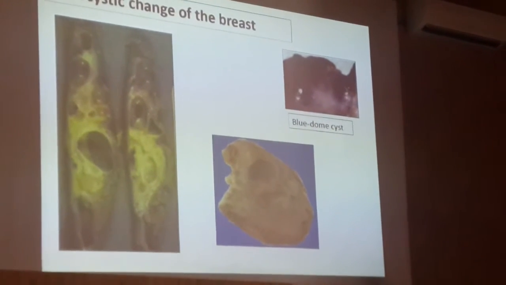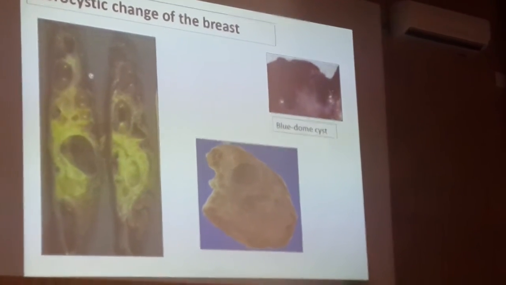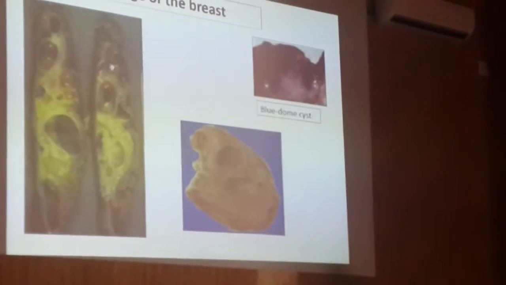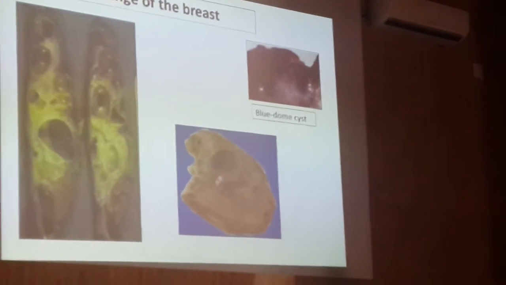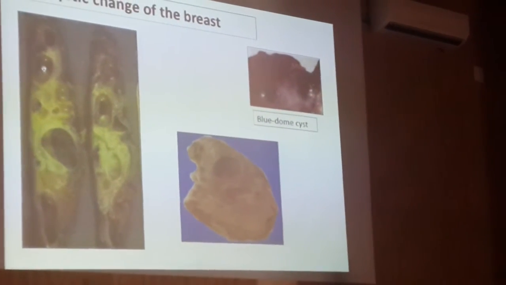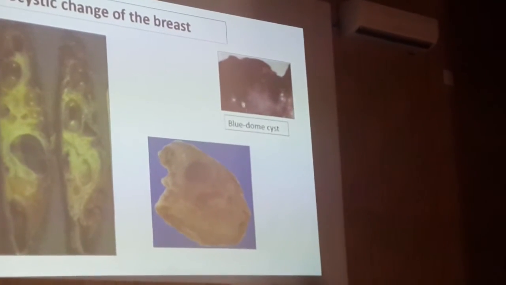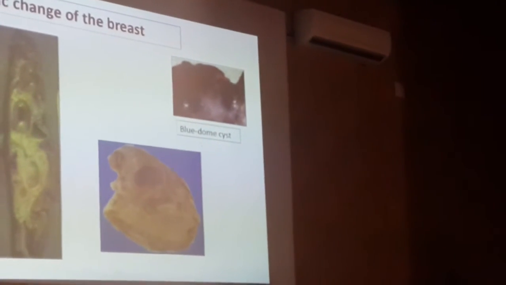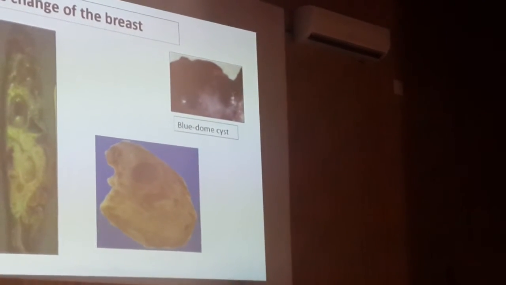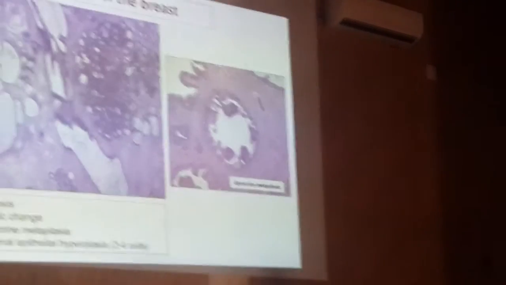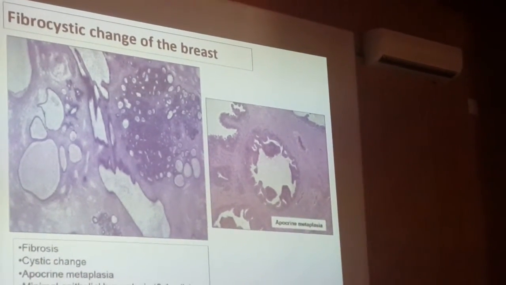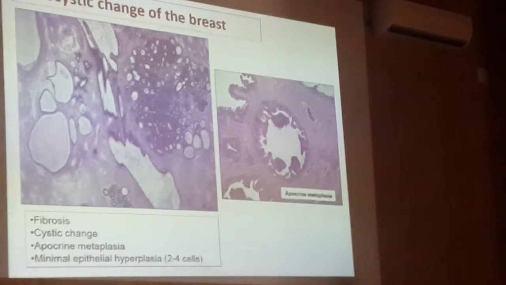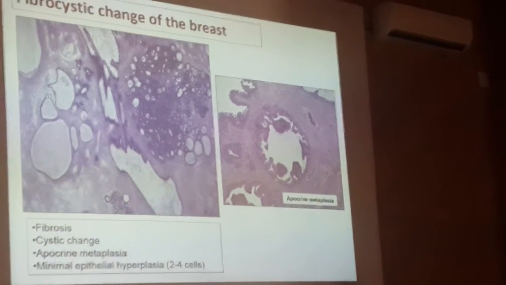Fibrocystic change of the breast. These are the cysts. We say fibrocystic is composed of fibrous changes and cystic changes. These are many cysts, full of cysts. This is a cyst, this is a cyst, and they will be filled with mucoid fluid or clear fluid. This cyst is also known as blue dome cyst, because when you see it from the outside, it looks blue in color. So this is again fibrocystic change. This is fibrosis here. These are big cysts. Cystic dilatation of the glands.